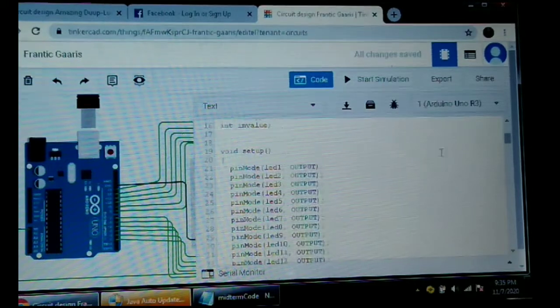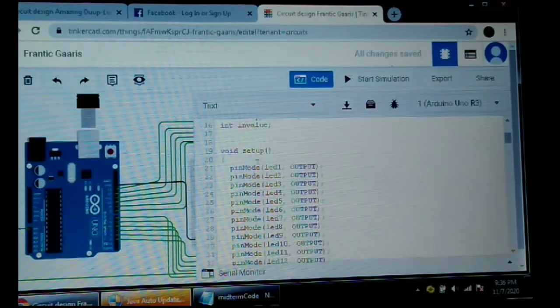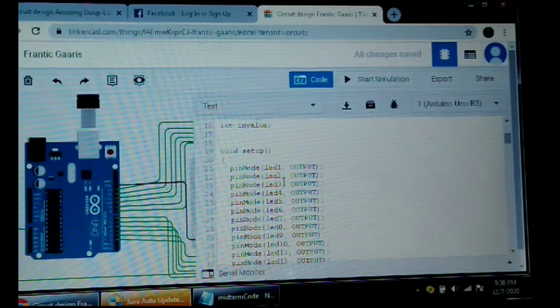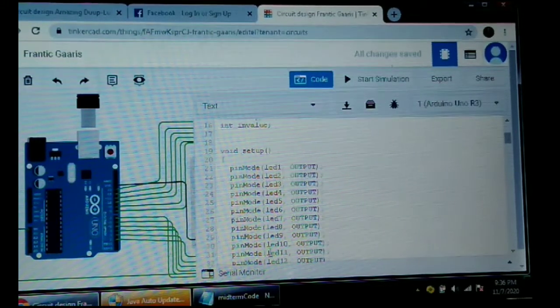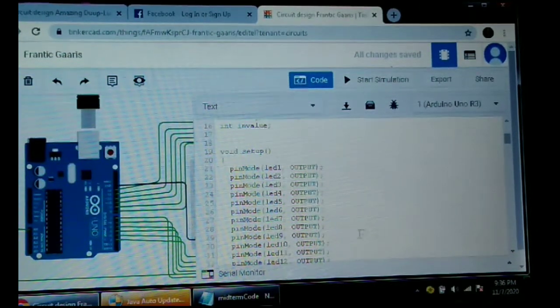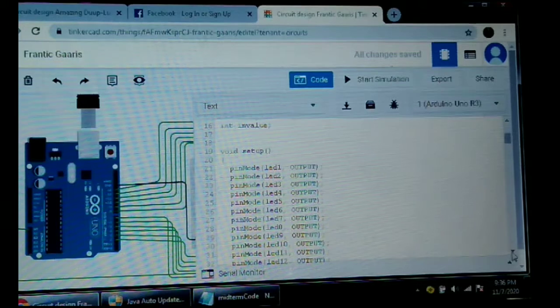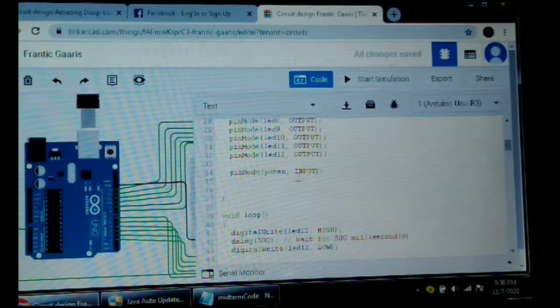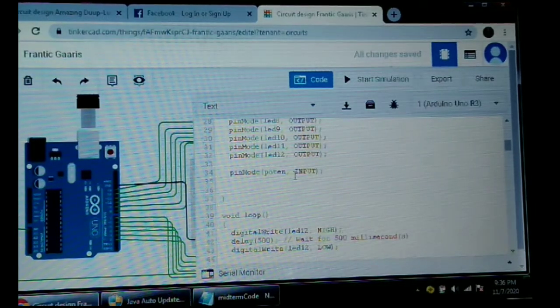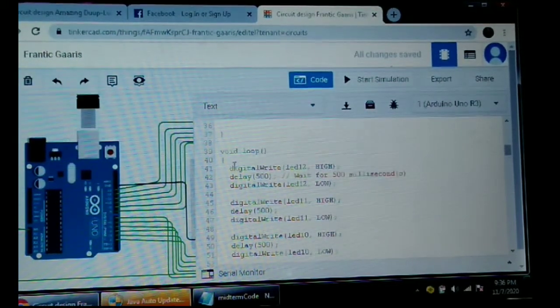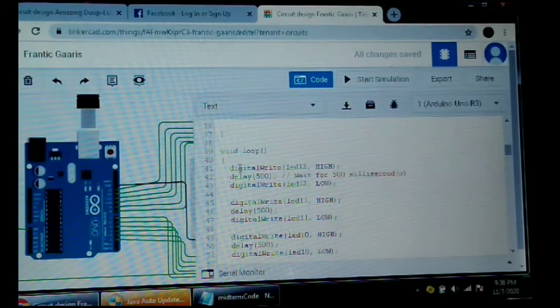So next, the void setup: pinMode LED1 OUTPUT until pinMode LED12 OUTPUT. So that means that there are 12 LEDs and those are the outputs, while pinMode potent equals the input. So this is the code for the first pattern.